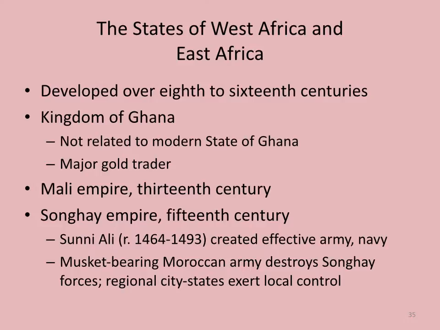Now, the Mali Empire is going to be during the 13th century, which we've talked about. And then we have the Songhay. So it goes from the Kingdom of Ghana to the Mali to now the Songhay Empire, which is in the 15th century. Now, Sunni Ali is going to be one of the most effective of their leaders, and he is going to create an effective army and navy. He's also going to build up their empire to be a very powerful force. However, a musket-bearing Moroccan army, supported by the Portuguese, is going to destroy the Songhay forces because the Africans didn't have guns, and because of the Portuguese, the Moroccans did. And ta-da, we're going to see that city-states are going to exert local control.